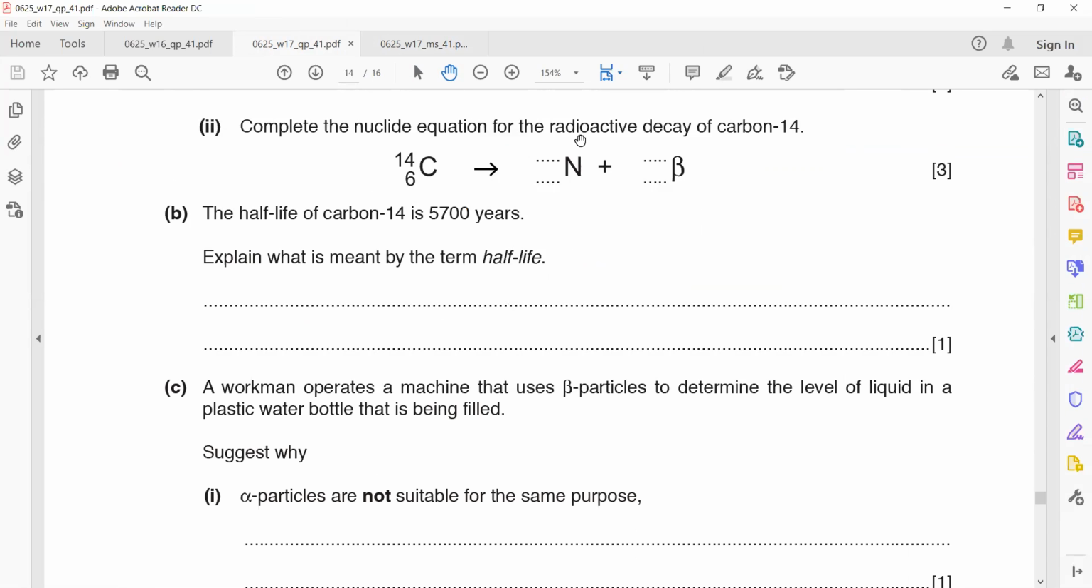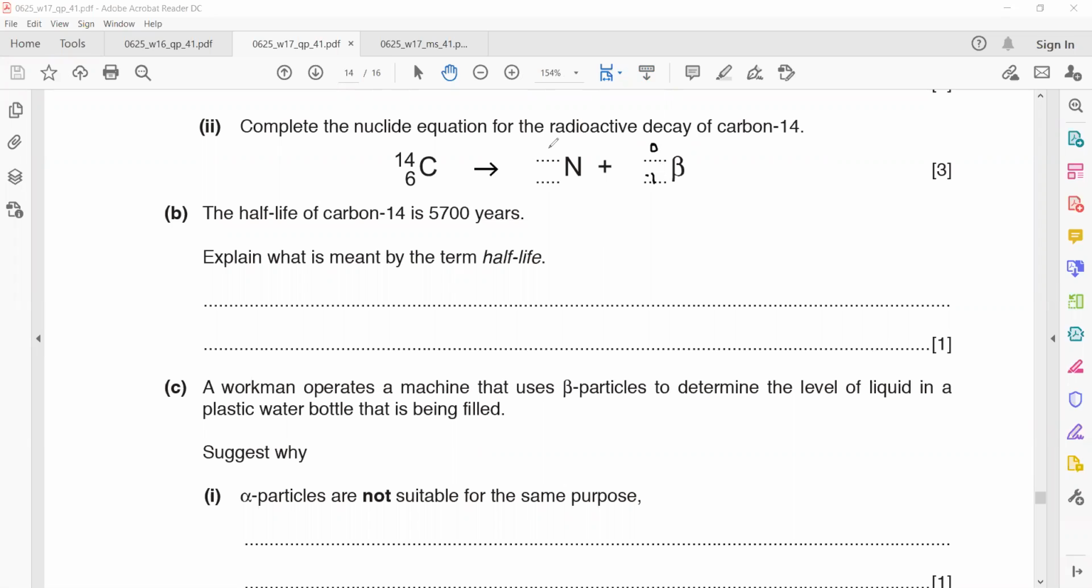Complete the nuclide notation equation for radioactive decay of carbon-14. So it's a beta, so this will be 0 and -1. What will be the superscript here above nitrogen? Means the number. Superscript.